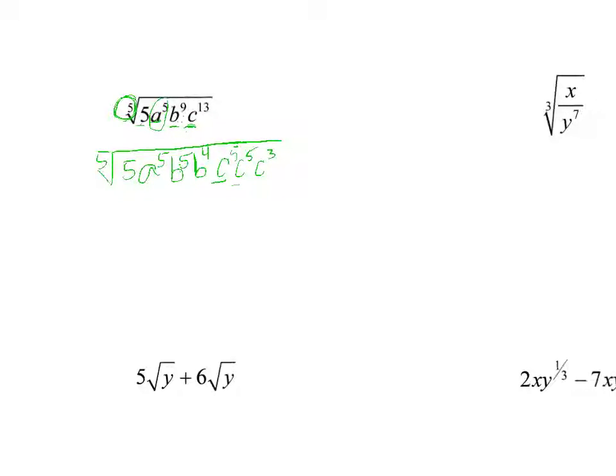Now I wrote them with C to the 5th just because I wanted you to see the 5's, but if you're comfortable with it, you could just put C to the 10th, knowing that when you take the 5th root, that's going to be 2 of them because you're dividing by 5 when you take the 5th root. It's up to you how you want to do that.